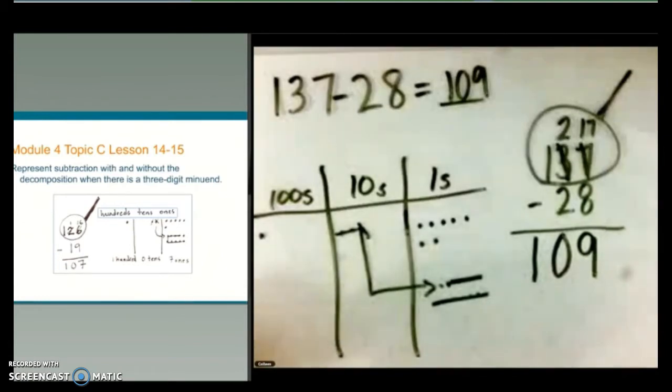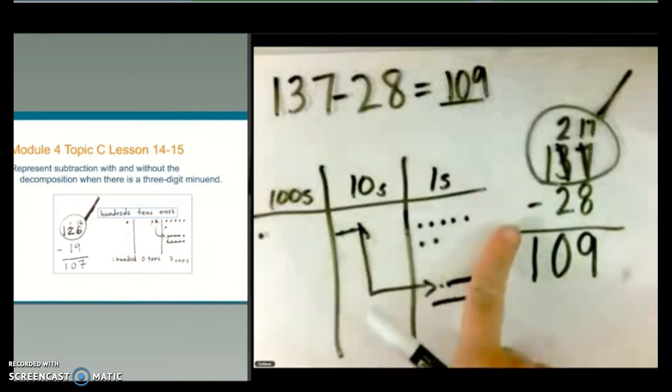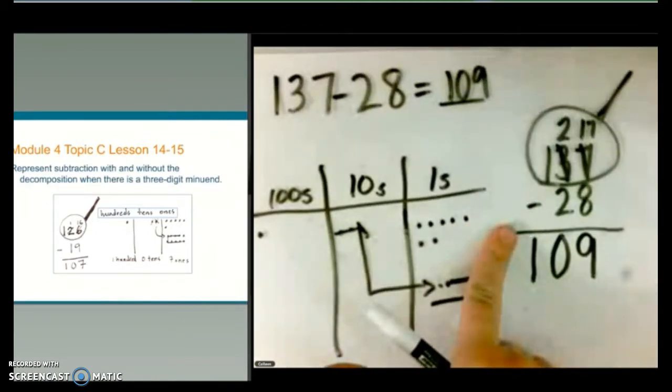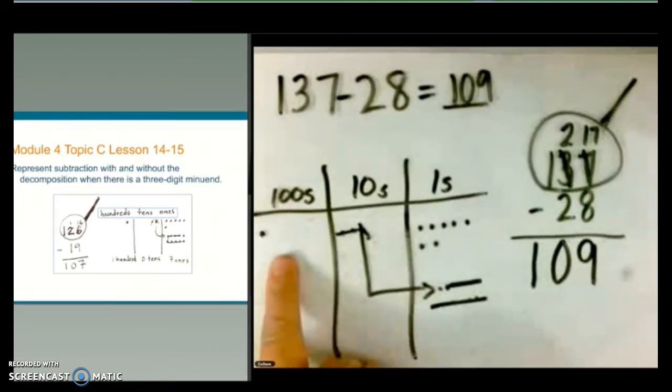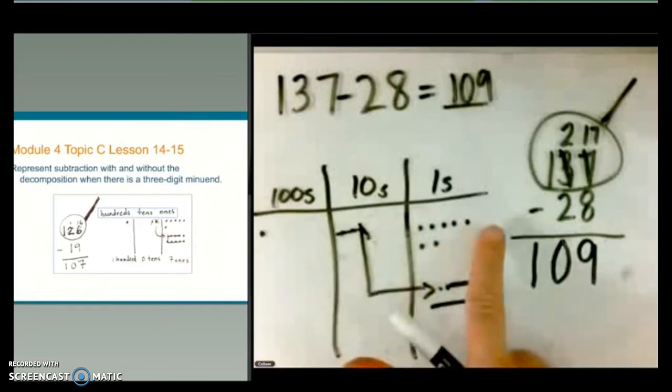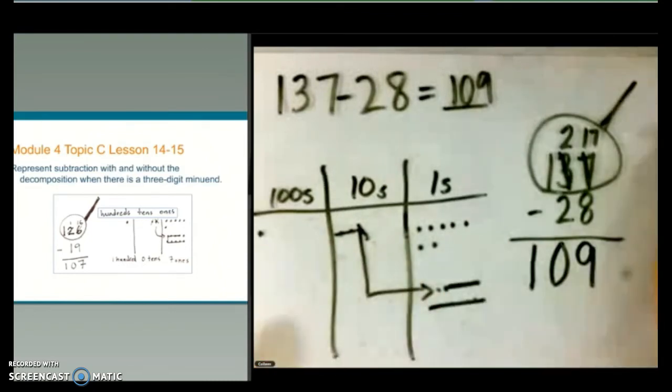So what's new about this as compared to the other lessons is we have a 3-digit take away a 2-digit. So even though we're not really unbundling or doing anything with that hundreds place just yet, we're getting the students used to having the hundreds there while we're unbundling the tens place.